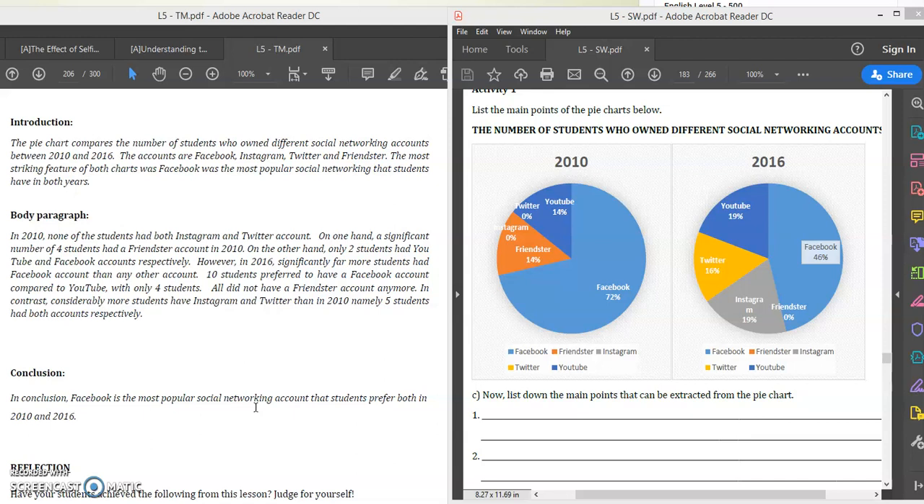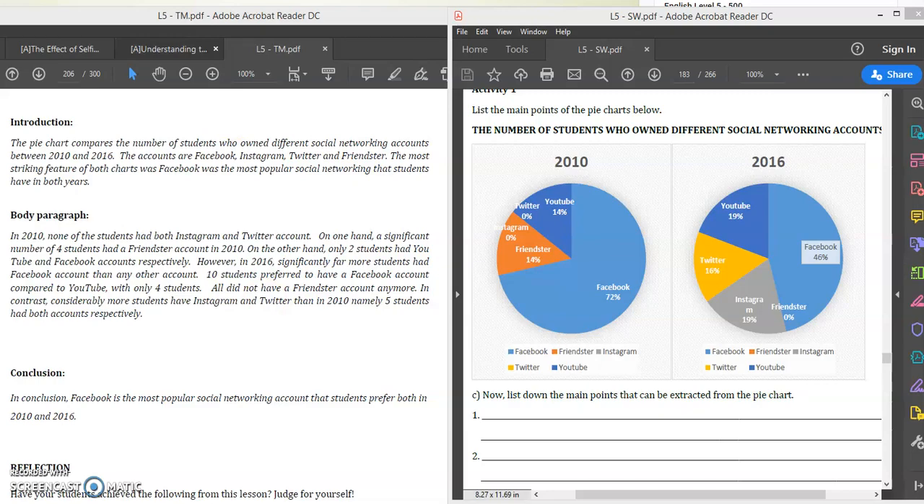Another way to make things better is to try to rephrase the whole sentence, not using the same sentence as the topic. So what you can change probably would be, instead of using the word social networking account, maybe you can say social media account. Alright, if you have any other questions, please ask me on WhatsApp.